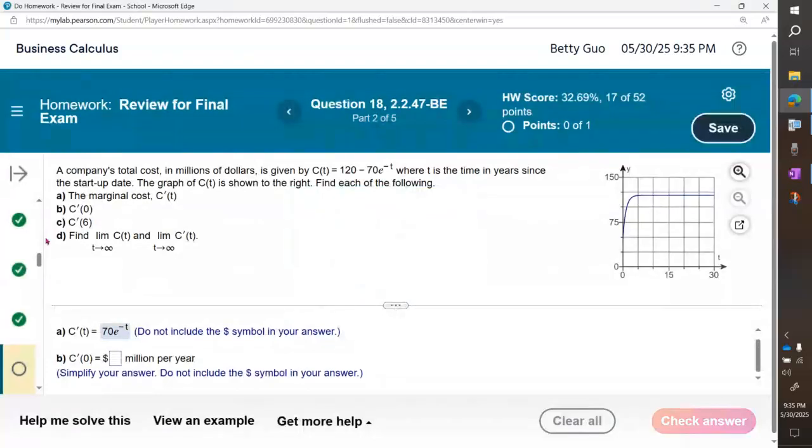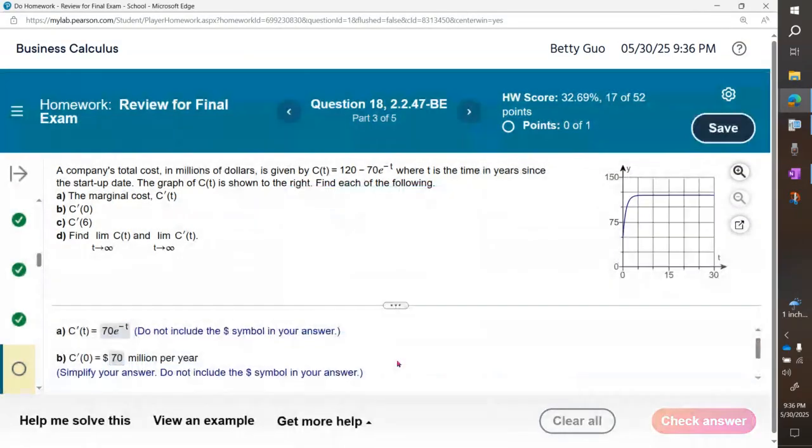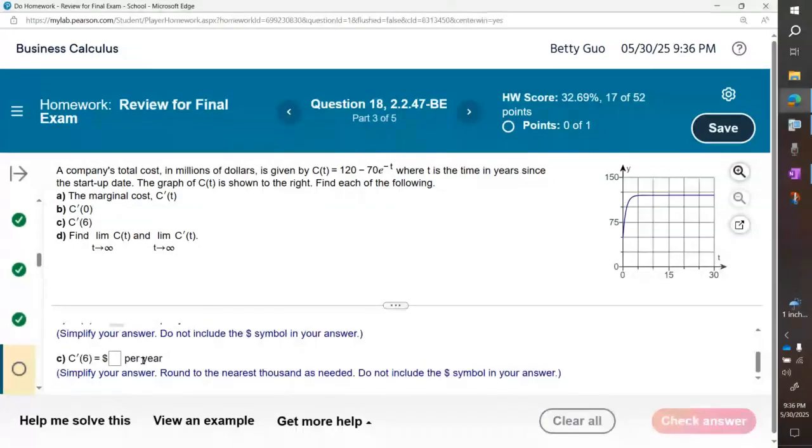Part B is to find the C prime of 0. So just plug in 0 here, right? When t is 0, e to the power of 0 is 1, so 70. Then C prime of 6, plug in 6.